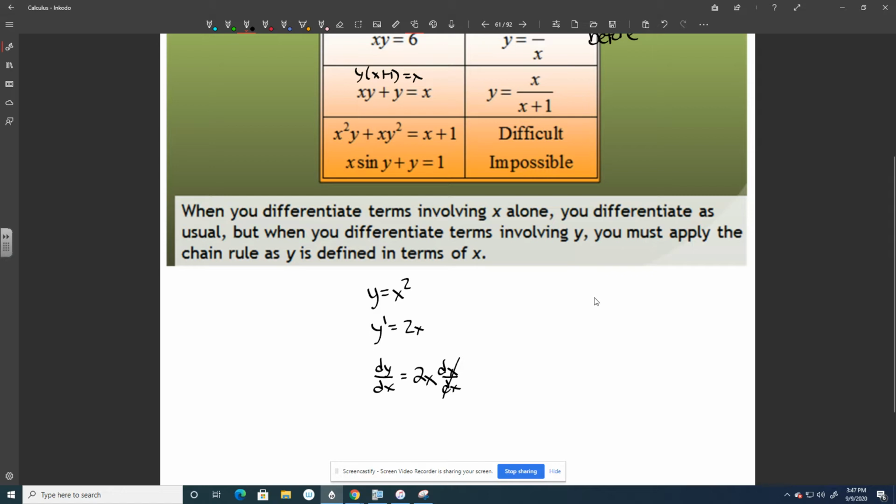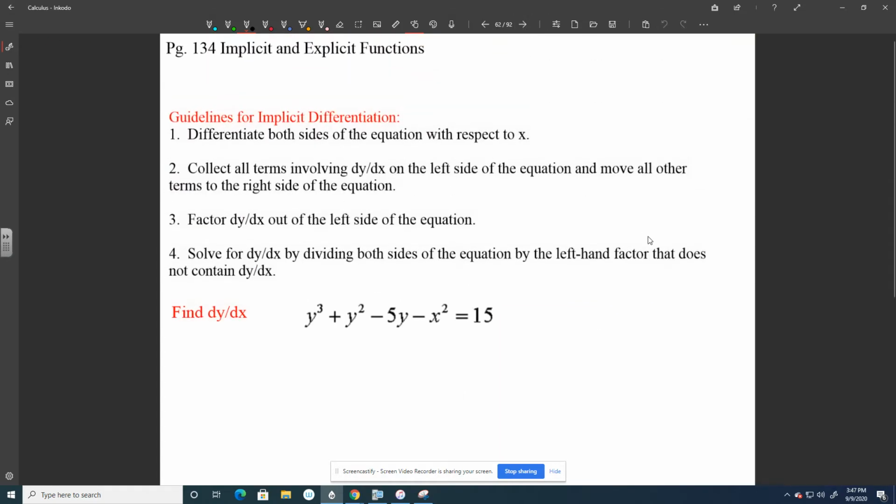So what this says up above is when you differentiate terms that only have x, we just do what we normally do. So when I just have x squared, I treat it as normal. But when you differentiate terms that have a y, we're going to have to use the chain rule. Here's what that looks like. Our example says y cubed plus y squared minus 5y minus x squared equals 15. I don't even know where I would begin trying to get y by itself. It's probably possible, but right now I've got a cubed, a squared, and a y. That's a lot of work to try to solve this for y first. So we have another way of solving this.